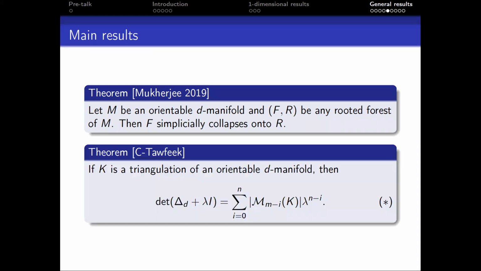And as I just mentioned, if K appears as a triangulation, then we can compute the number of gradient fields using the conjecture, that is, using the characteristic polynomial of these deltas.